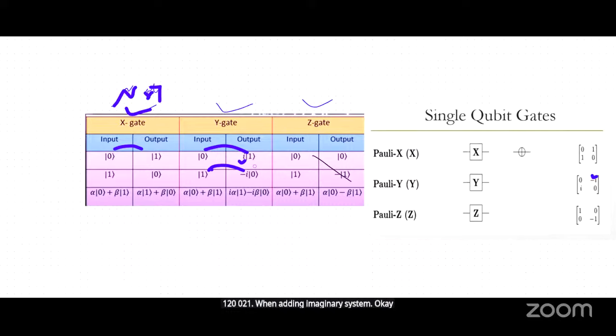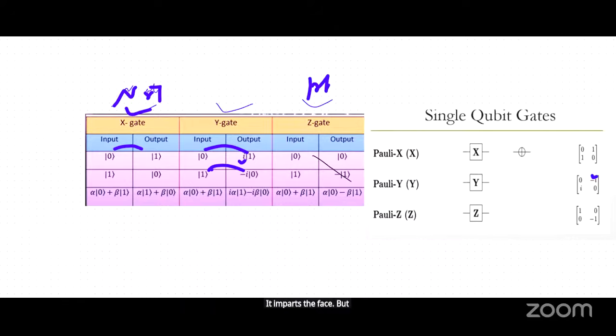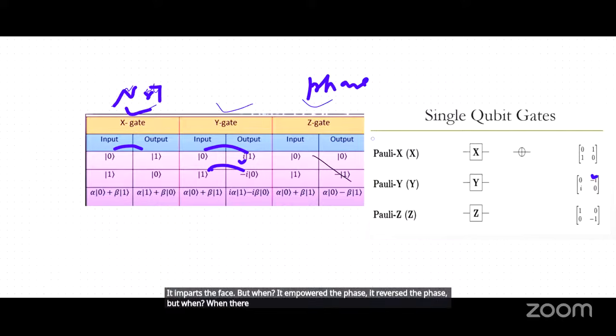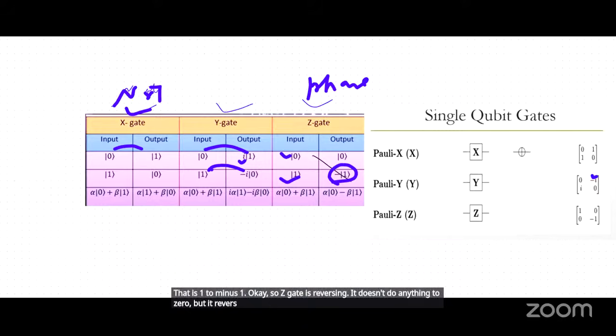The Z gate is also called the phase gate. It imparts a phase, and it reverses the phase when the system is in 1. That is, 1 to -1. So the Z gate doesn't do anything to 0, but it reverses the phase when it is in 1.